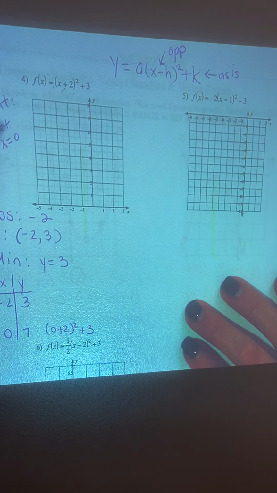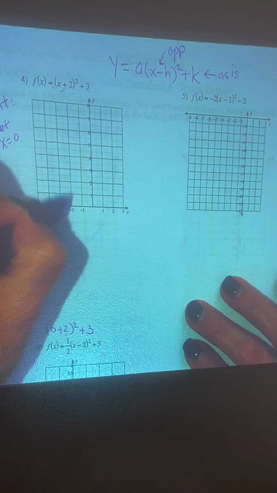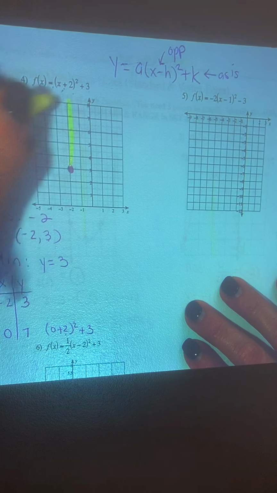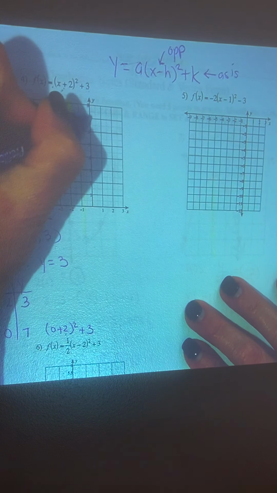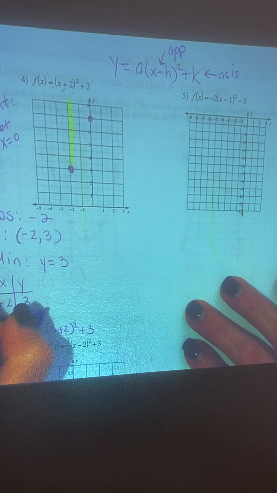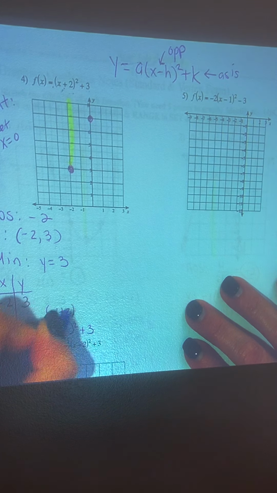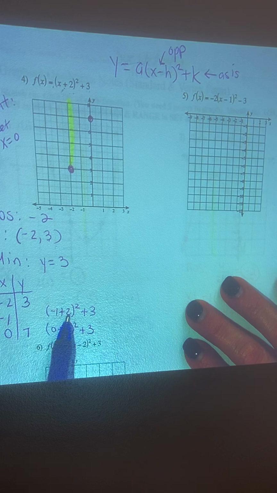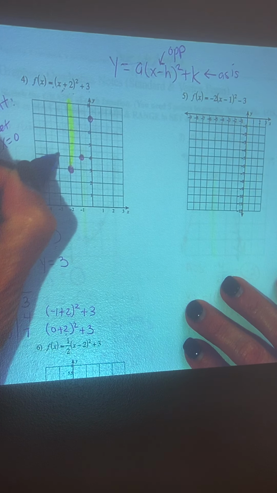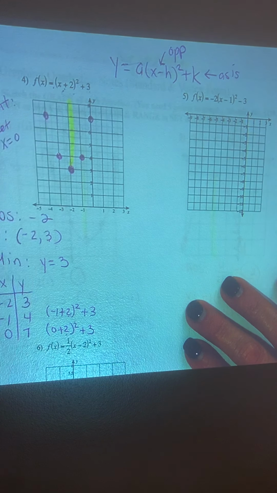All right, so -2, 3. Oh, I didn't graph this yet, that would help. -2, 3. Second, I plot it. Draw the axis of symmetry. 0, 7. Okay, what's missing? I got a -2 and a -2 and 0. So what's missing? -1. Plug in -1. -1 plus 2 squared plus 3. -1 plus 2 is 1. 1 squared is 1. And 1 plus 3 is 4. -1, 4. And reflect.